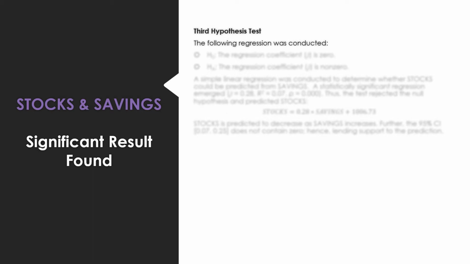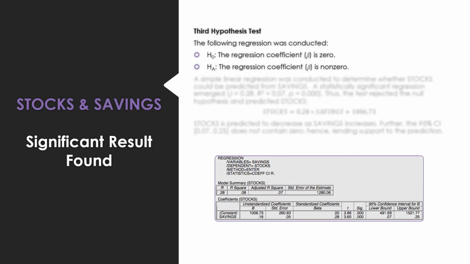For our third and final hypothesis test, the following regression was conducted. Null hypothesis: the regression coefficient is 0. Alternative hypothesis: the regression coefficient is non-zero. A simple linear regression was conducted to determine whether stocks could be predicted from savings.